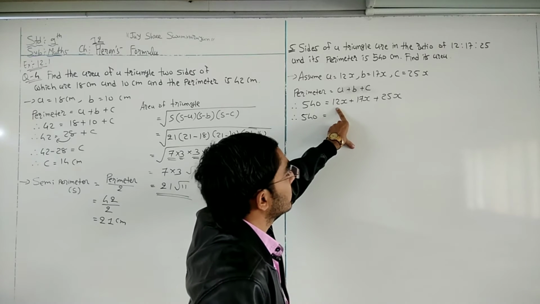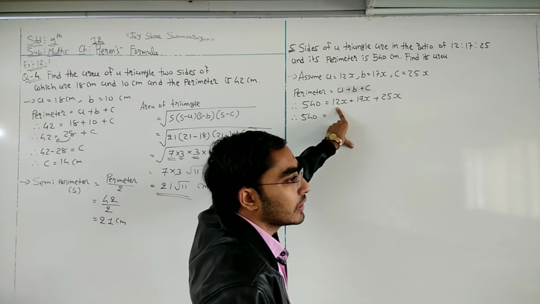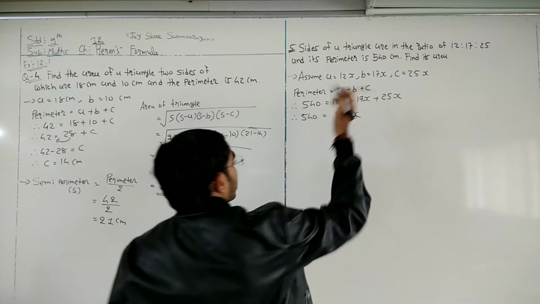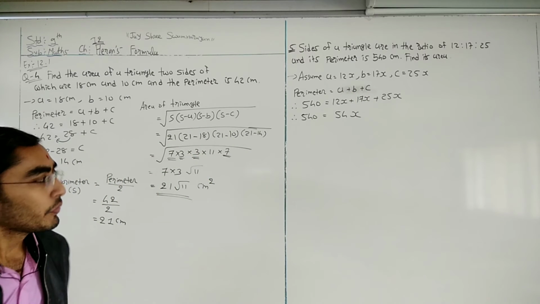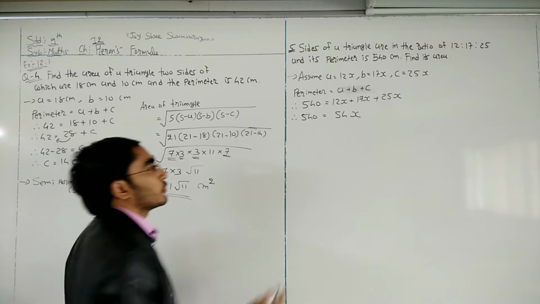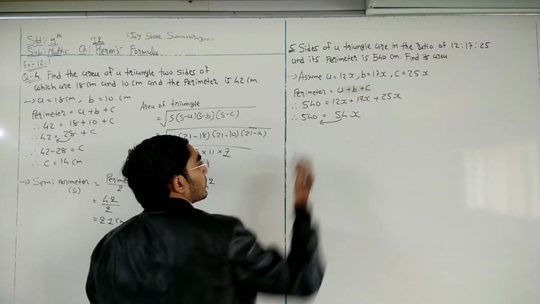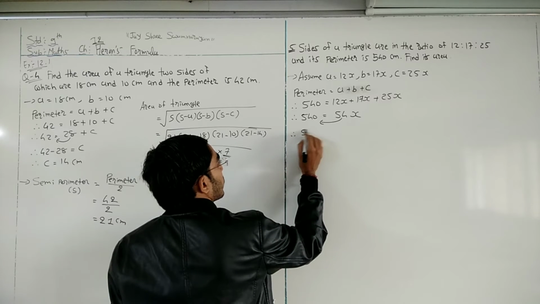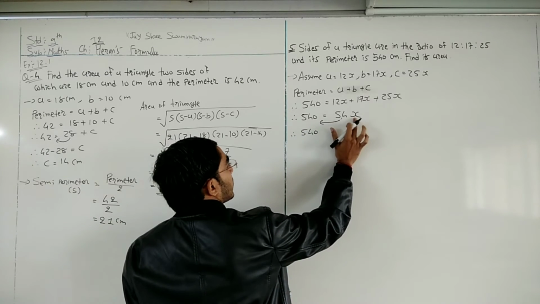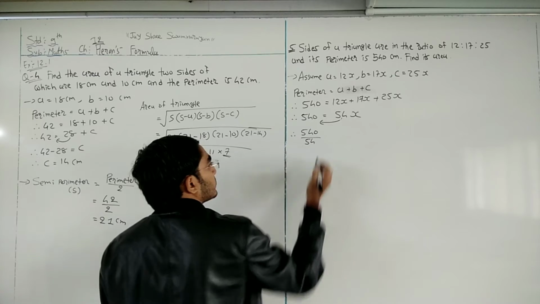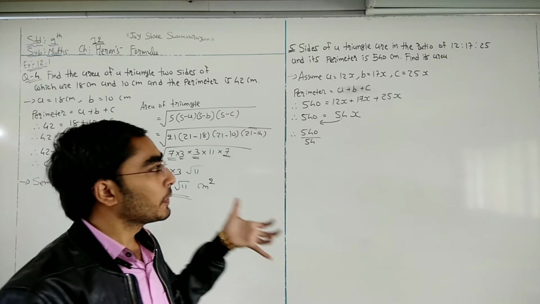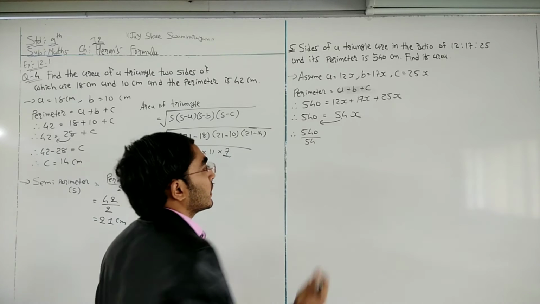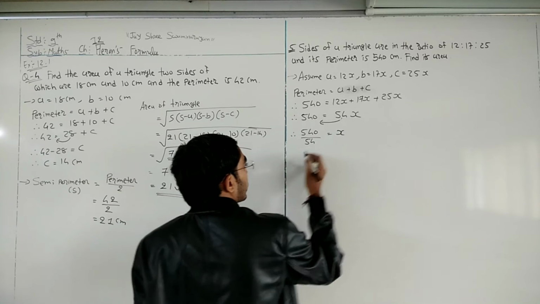25 plus 12, 37 plus 17, 54. So 54x. Now we need to find the value of x. For that, transfer this 54 to the left hand side. So here 540. Now this multiply 54 goes to the denominator. 54x means 54 multiply x. So this multiply 54 goes to the denominator, is equal to x.